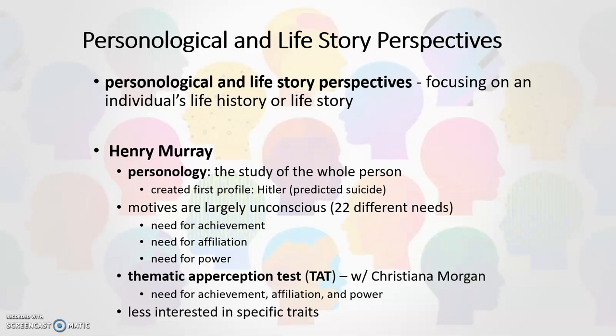Henry Murray is the person who kind of created this personology, and that was just the study of the whole person. His first profile was actually Hitler, and he predicted that he was going to commit suicide just based on his characteristics. Motives are largely unconscious. There is a need for achievement, affiliation, and a need for power.